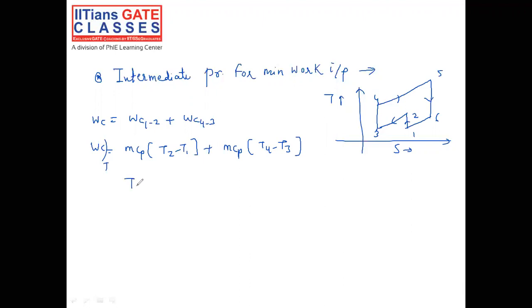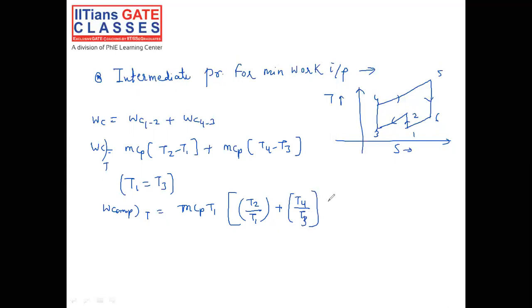Now I already told you T1 equals T3, that is perfect intercooling. Now if you rearrange the terms, if you take m Cp T1 completely outside, you will be left with T2 by T1 plus T4 by T3, that is T1, again T3 I am taking now, minus 2.